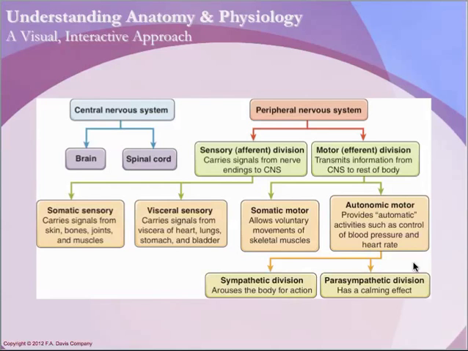Then in the motor division, we have the somatic motor and the autonomic motor. So the somatic allows voluntary movements of the skeletal system. And then the autonomic provides these automatic functions such as blood pressure and heart rate. It plays a lot with our internal organs.